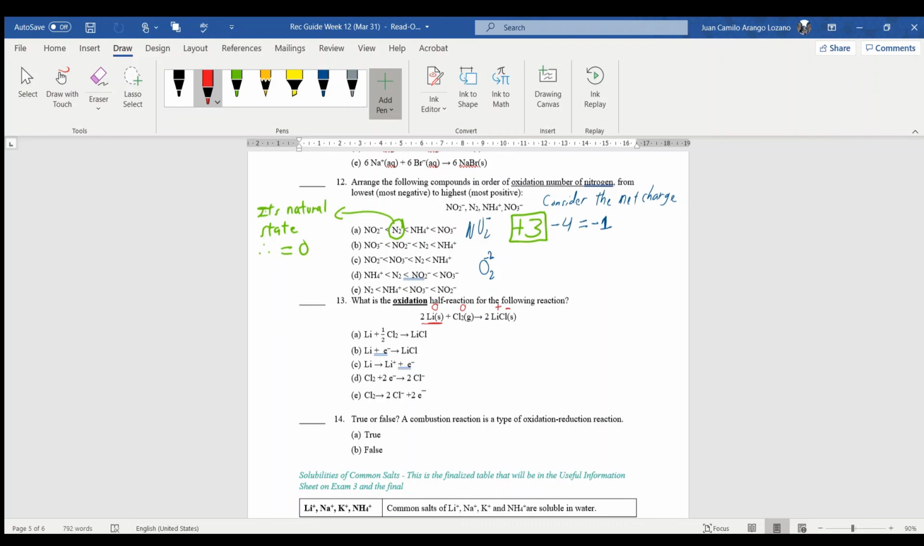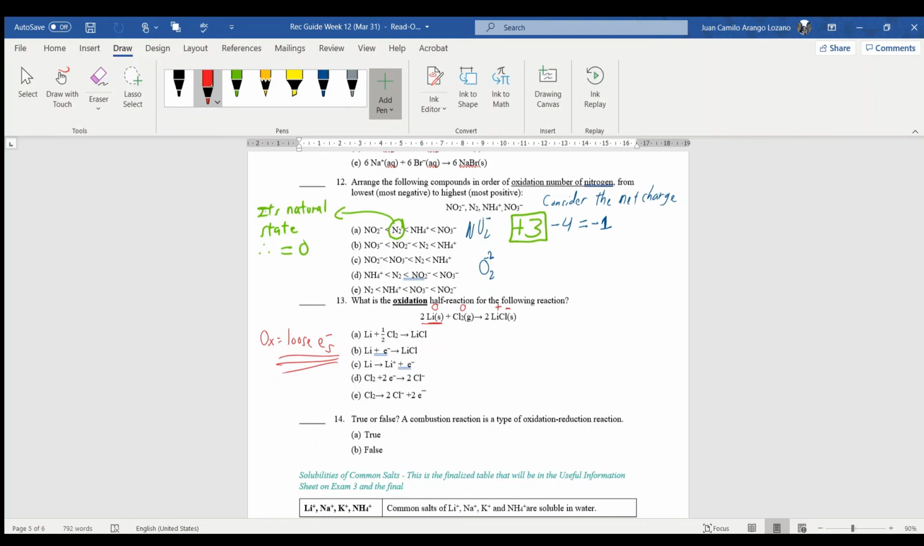So now they are asking me about the half reaction of oxidation. So I need to identify which element is getting oxidized. Once again, if you recall, oxidation means losing electrons. Always look at it this way. So in this case, if you notice, lithium is going from a zero net charge to a +1 net charge, which means that it is getting oxidized because it is losing one electron.